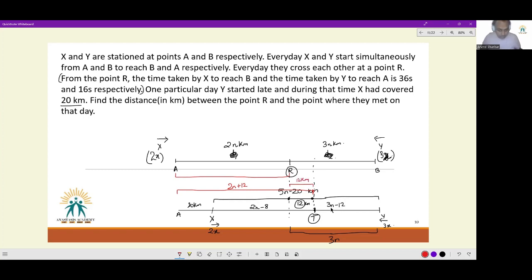Understand, this 12 kilometers was on account of the difference of 3n and 3n minus 12. This is not the distance between, as in this 2n minus 8 encompasses this entire distance from X to the meeting point T. This 12 is a separate idea. Finally, the answer to the question, find the distance in kilometers between point R and the point where they met on that day, is 12 kilometers.